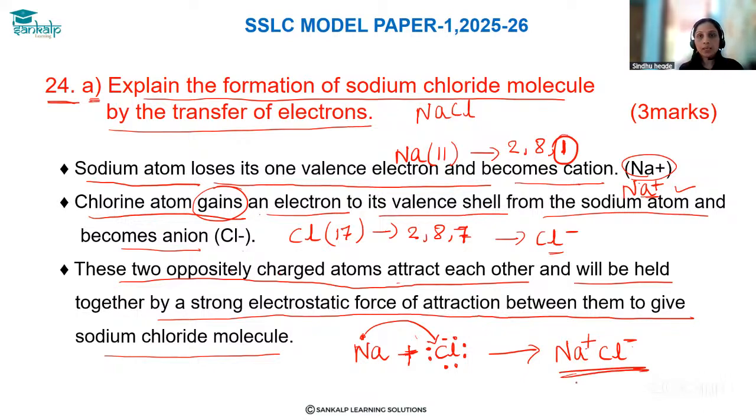So this is the explanation of how sodium chloride molecules are formed by the transfer of electrons. Sodium always transfers one electron and chlorine gains the electron from the sodium. Finally, sodium and chlorine have opposite charges, they attract each other and a strong bond is formed between these two. This is the explanation.